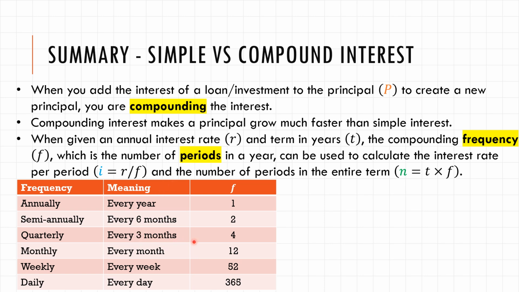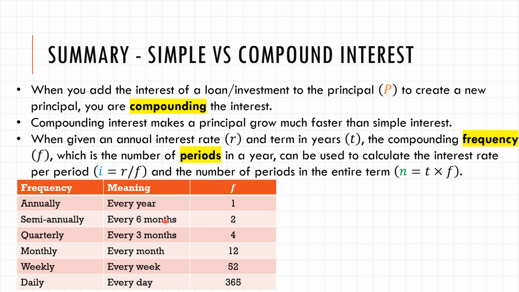3, 3, 3, 3 makes 12 months in total, so 4 periods. If it compounds monthly, there's 12 months in a year. If it compounds weekly, there's 52 weeks in a year. And if it compounds daily, that is 365 days in 1 year. So we can find out what is the interest rate for 1 period per period. And that's different from the annual interest rate. The annual interest rate is the rate for a full year.